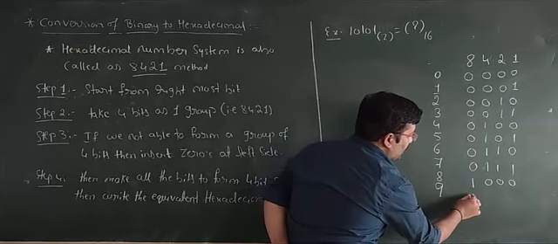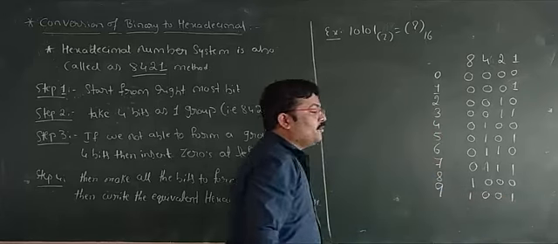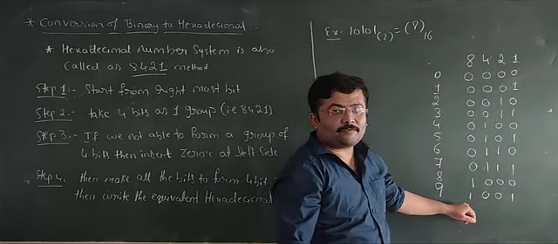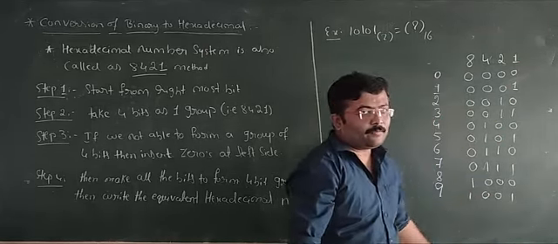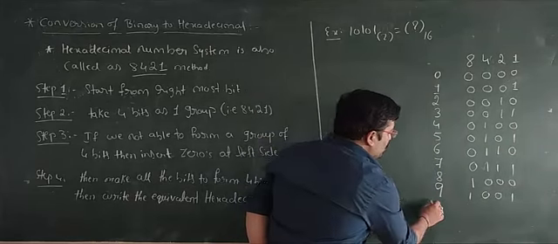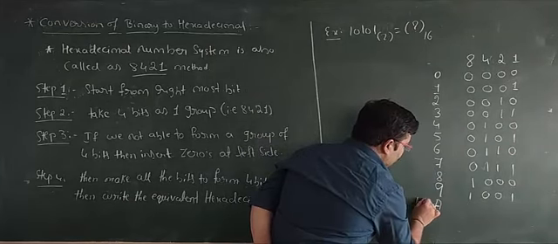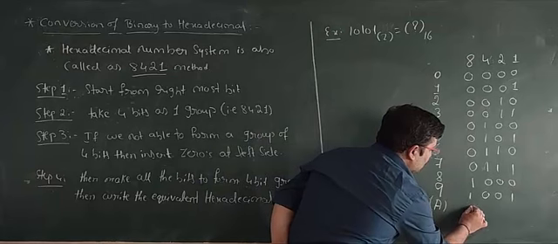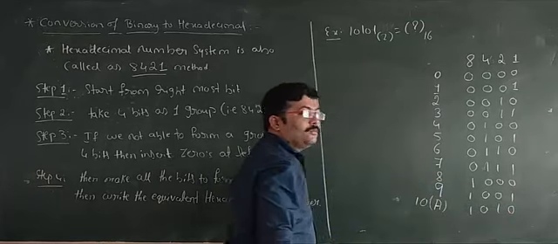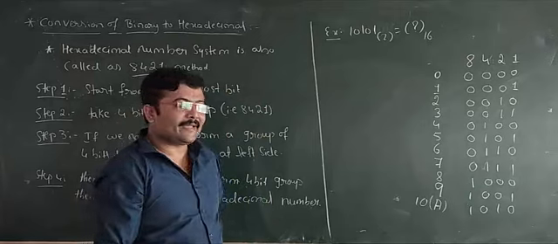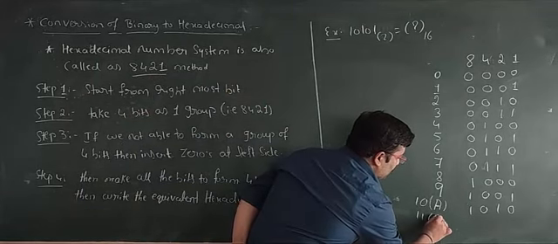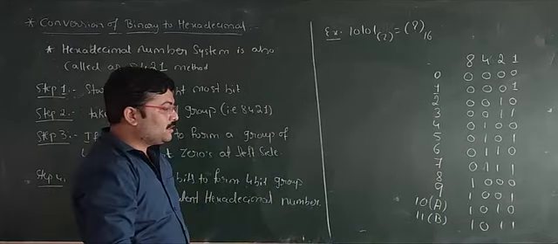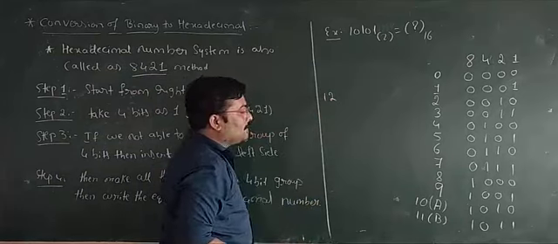At the 8th place I write 1 and the remaining values are 0, so 8 is 1000. Next, 9 is 1001 because 8 plus 1 is 9: 1 at the 8th place, 1 at the 1 place, and the remaining are 0. 10 is A, written as 1010, because 8 plus 2 is 10. Next, 11 as B is 1011.